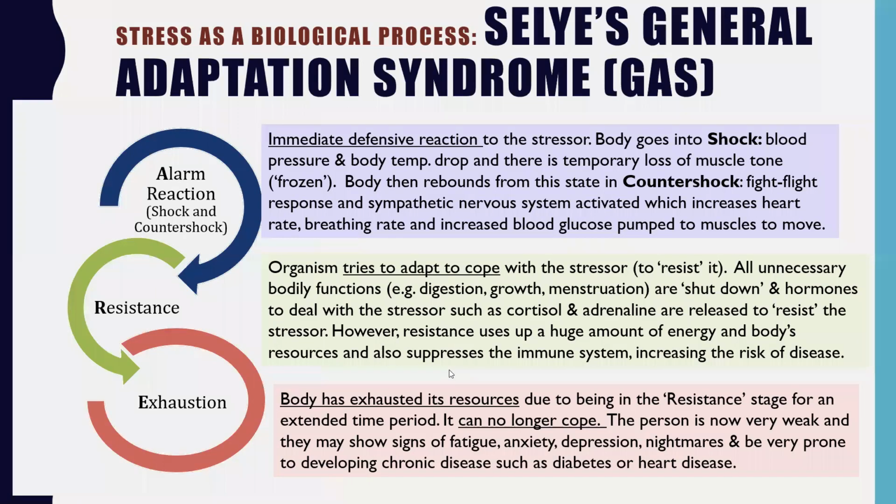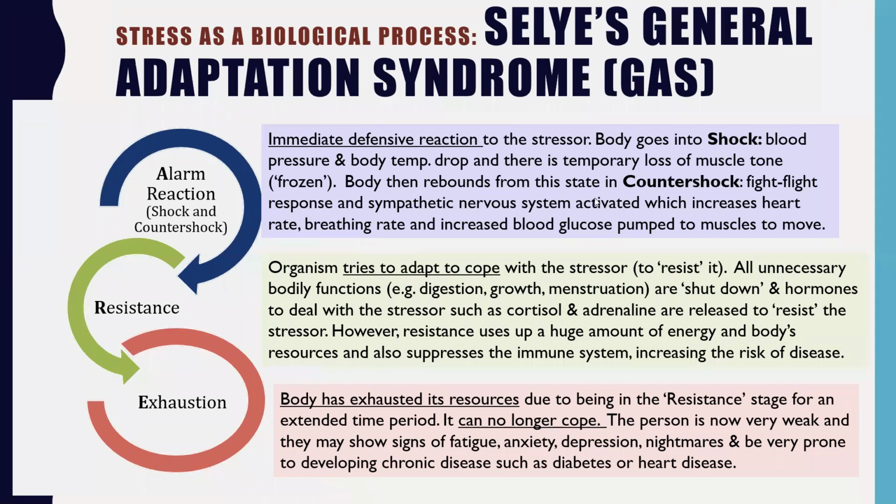So when we're talking about the GAS syndrome, the general adaptation syndrome, the GAS model, what it's basically talking about is that there are three main stages, okay? So the first stage is alarm reaction. So when you first encounter a stressor in the environment, so you first realize that, oh my God, you didn't do well on the SAC, your body goes into shock, okay? So your blood pressure and body temperature drop, there's a temporary loss of muscle tone.